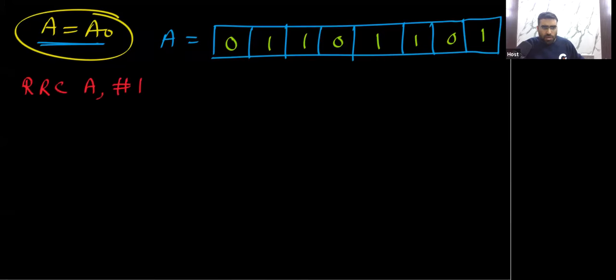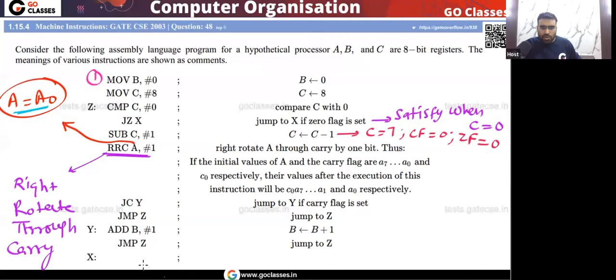This is the instruction. What this instruction means is already given to you in the question. Every piece of information is given in the question. Write rotate A through carry 1 bit. You need to write rotate through carry. Thus, what will happen?